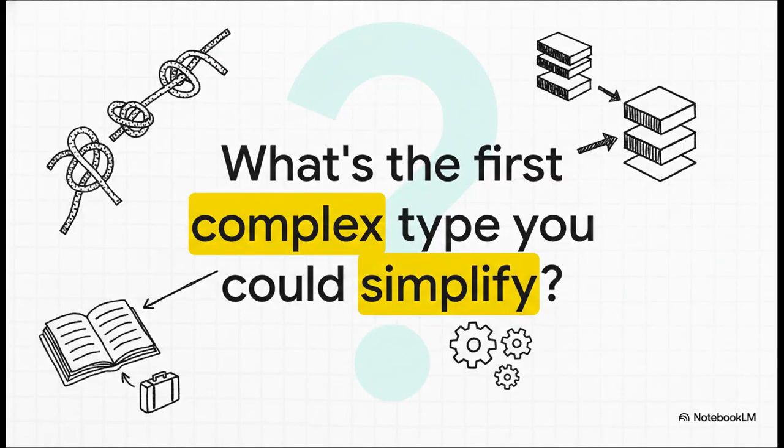And that brings us to the end. So I'll leave you with a little challenge for your own projects. Go take a look at your codebase and ask yourself this: what's the first complicated, confusing type you can find that you could clarify right now with one simple typedef?